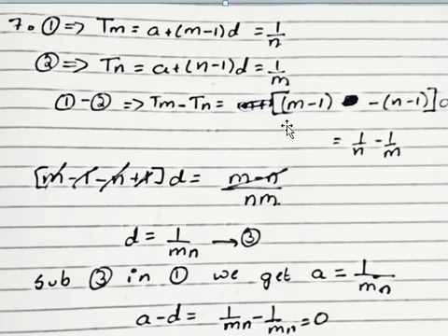Now after substituting that, you might have got the value of a equals 1 by mn as expected, and the difference of a and d is nothing but a minus d equals 0, because both of them are the same. 1 by mn minus 1 by mn is nothing but 0. So next, go to the 8th question.